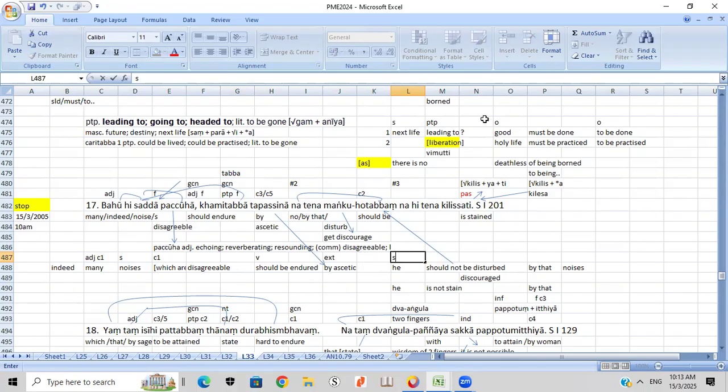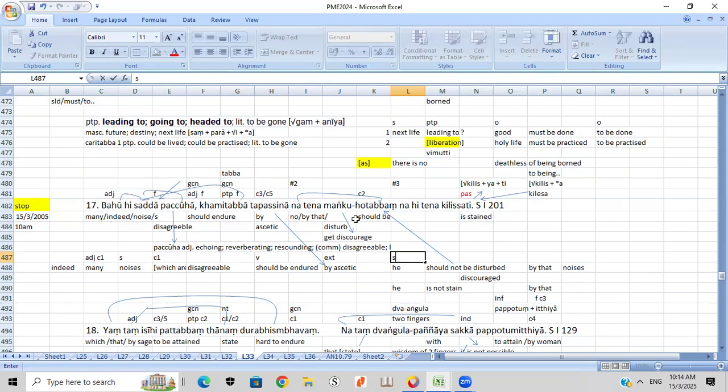So here, okay, if you look at it, the root is kilis, plus ya plus t, they become a passive. Passive means "is stained". Can you see, this is "is stained". And then the word kilis is a verb, this is a noun, plus a to form a noun. So it becomes kilesa. The E after the L is strengthened. Kilesa. So this is how it looks, it's stain. So then you know what to do.